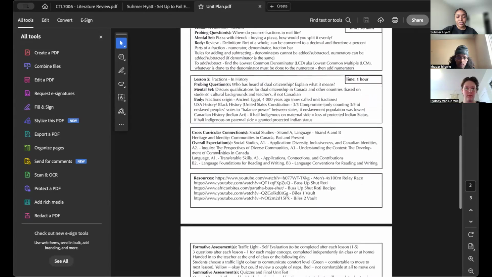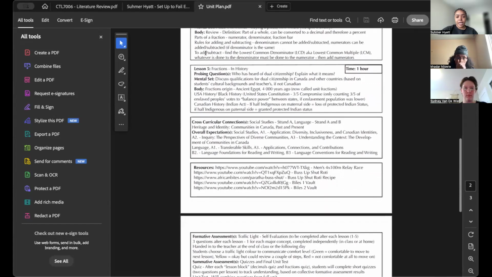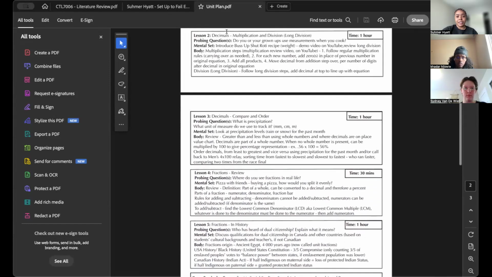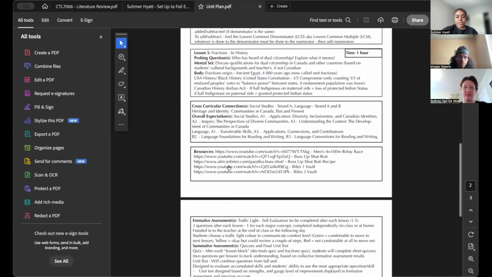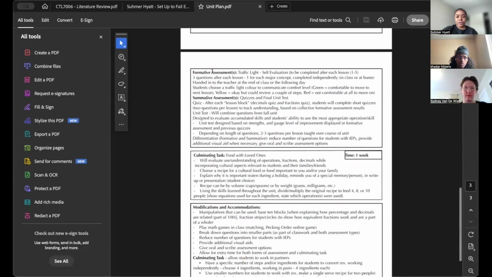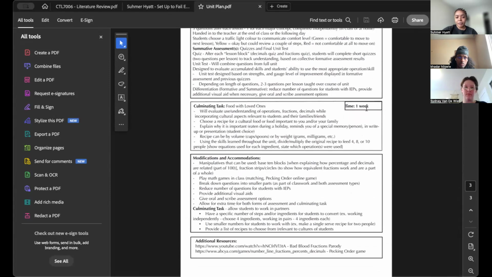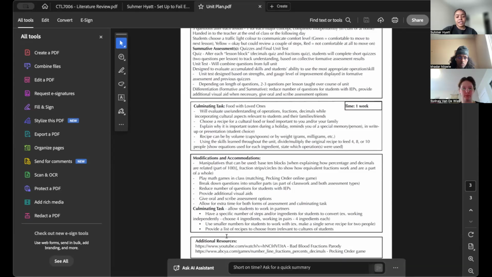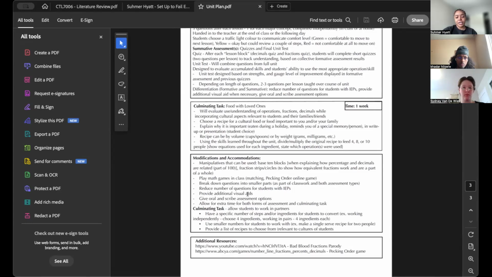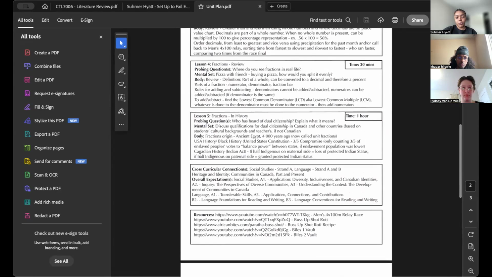Then I have cross-curricular connections after so that I can scaffold where the lesson crosses with different curricula. And then I have resources for that. And then I have the formative and summative assessments in one place. Then the culminating task with the time, modifications, and accommodations that can be used across all of the above lessons, including accommodations and modifications for the culminating task, just because they're a little bit different, as well as additional resources that I could use if I wanted to throughout the lessons.